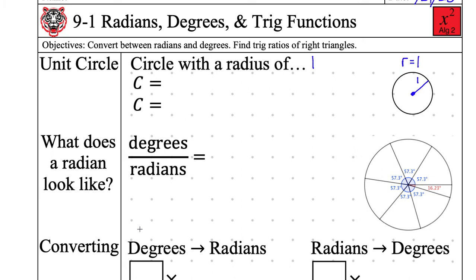What's kind of interesting is to think about what the circumference is. So back from geometry, I taught you what the formula for the circumference is.